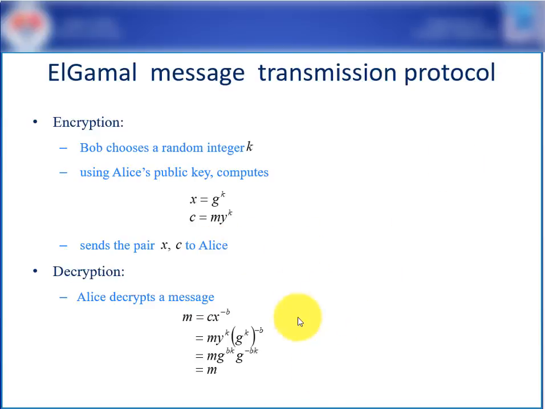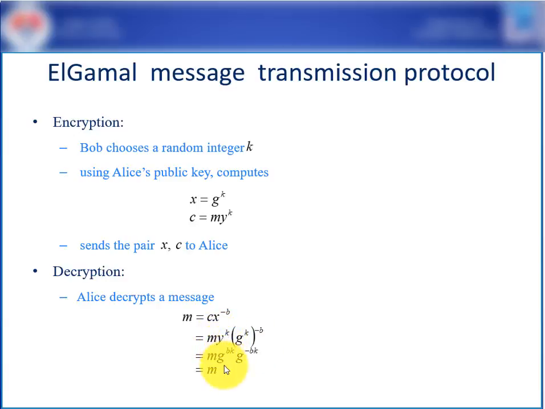To decrypt a message, Alice multiplies the received ciphertext c by the received number x raised to the power minus b, which is her private key. We know that the ciphertext c is equal to m multiplied by y to the power k, and this x was calculated as the generator raised to the power k.